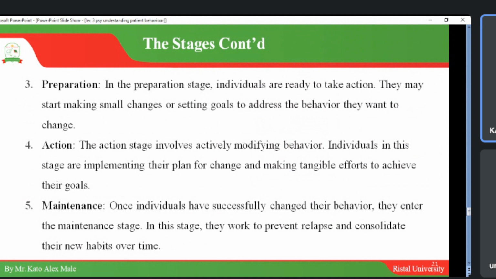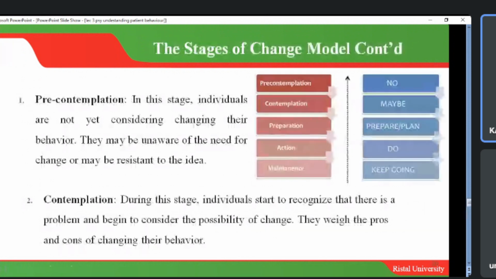So maintenance means compliance or adherence to their actions. Once individuals have successfully changed their behavior, they enter the maintenance stage. Here, they work to prevent relapse and consolidate their new habits. You're seeing in this image that relapse is going backward. The relapse is actually a reverse arrow.